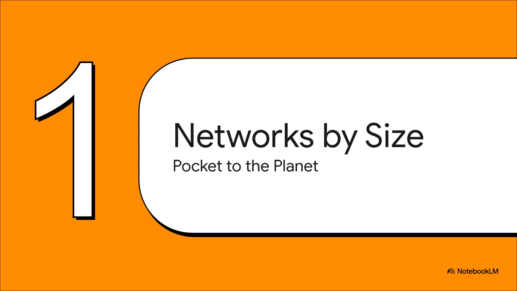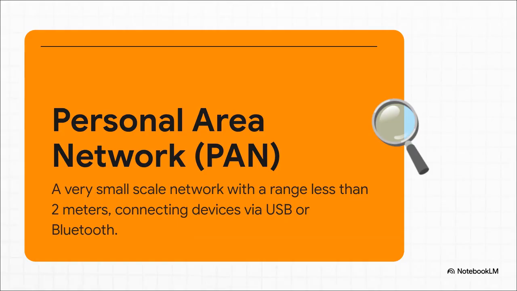We're going to do a big zoom out, starting with the network that is probably closest to you right this very second. This is what I like to call your personal data bubble. You know, when you connect your wireless headphones to your phone, or you plug your phone into your computer to transfer some files, you've just created a personal area network, or a PAN. It's super small, it's simple, and it's all about connecting your personal gadgets.